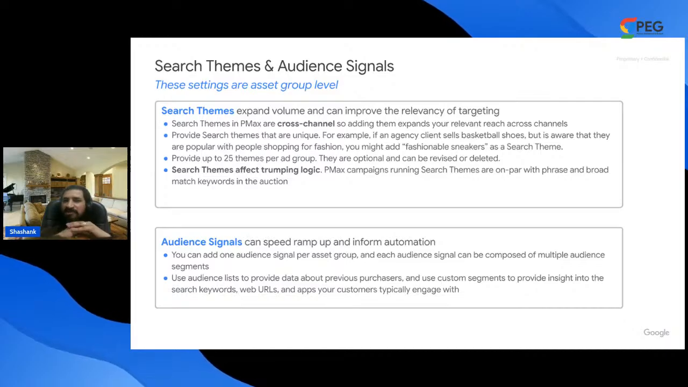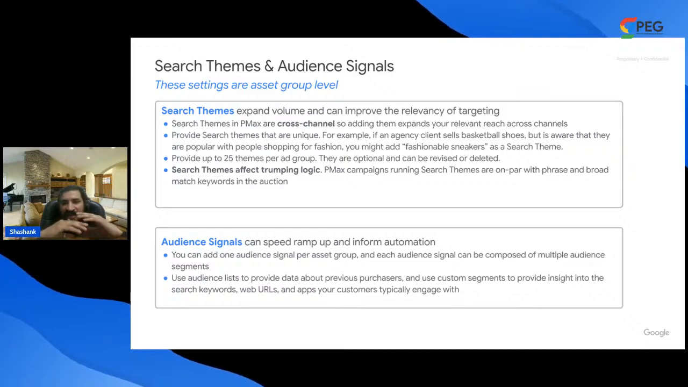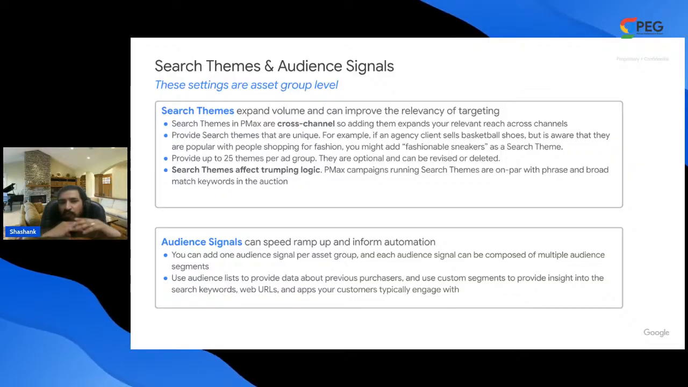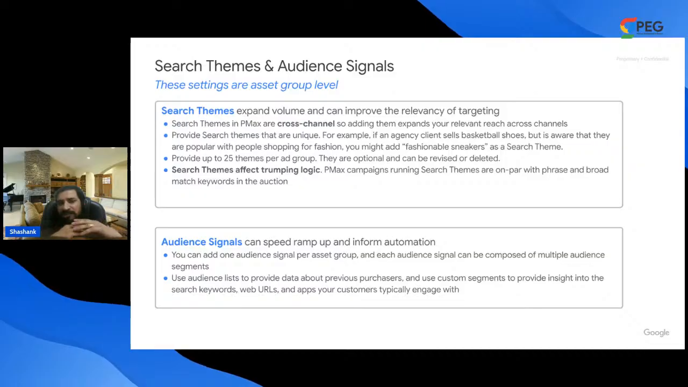Now, talking about search themes and audience signals. As I explained in the previous few slides, search themes is a very impactful part of your campaign structure. It helps the backend algorithms understand what kind of themes you want your ads to get triggered for, what kind of searches you want your ads to get triggered for.